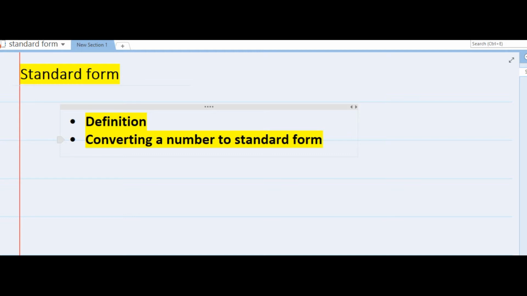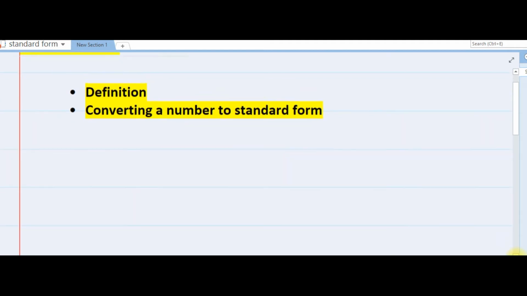Today we'll be looking at standard form. So under standard form, we need to know the definition, and after that, convert numbers that are not in standard form to standard form. So let's now get started.